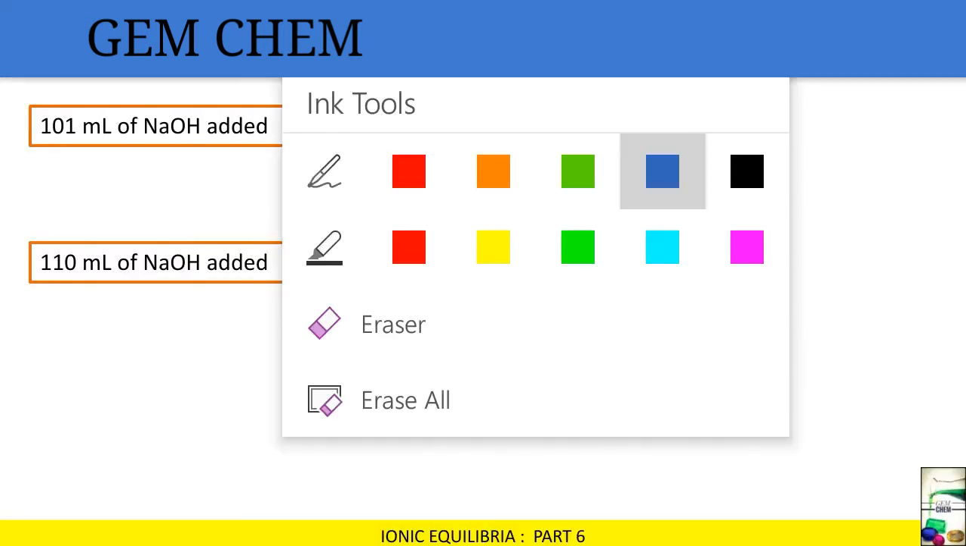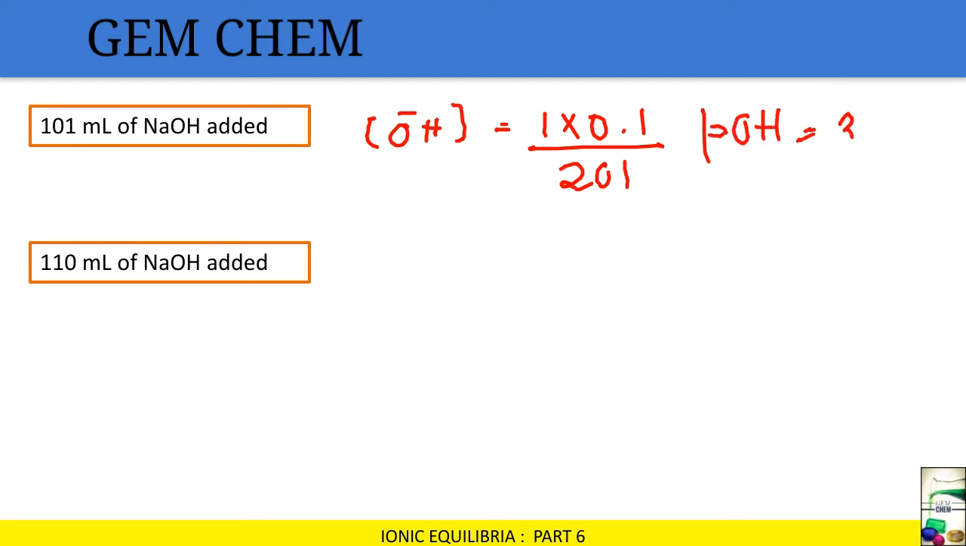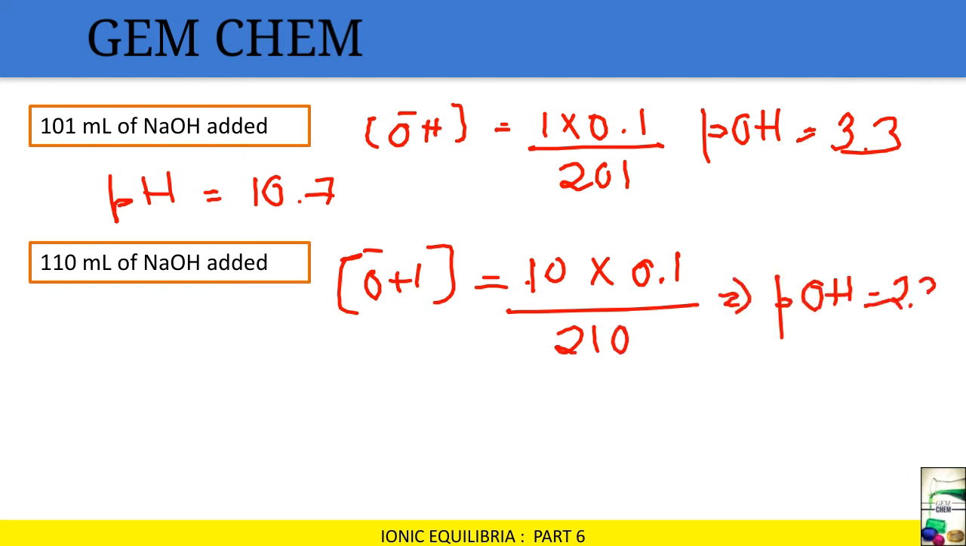Now when 101 ml is added, in a similar way OH minus concentration is given by 1 into 0.1 divided by 201, and the pOH comes to be 3.3, and the pH is 10.7. In this case, OH minus concentration is 10 into 0.1 divided by 210, and the pOH comes to be 2.32, and the pH comes to be 11.68. So these are the pH values obtained for titration between a weak acid and a strong base.